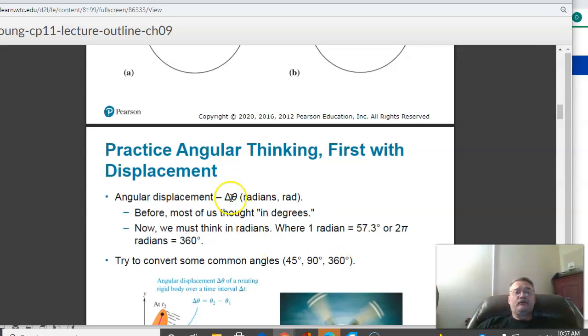Angular displacement, or change of theta, is in radians. As I said, up until this point we've thought of degrees. Now we're thinking of it in terms of radians, where 1 radian is 57.3 degrees, or 2 pi radians equals 360 degrees.